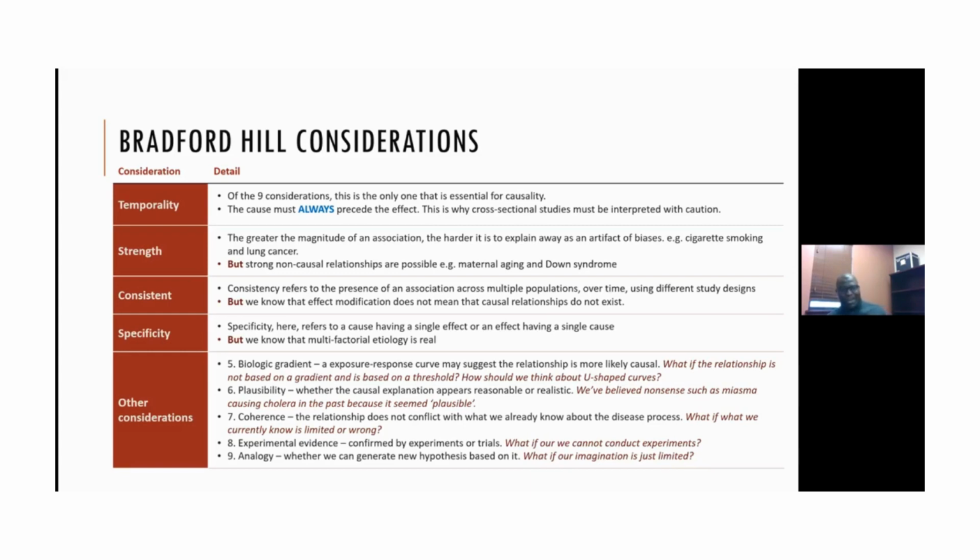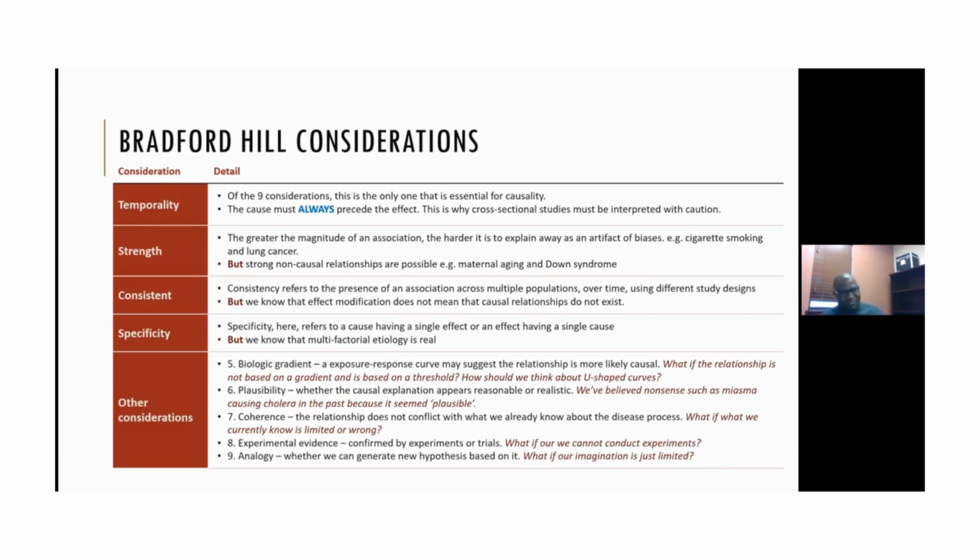Temporality is the only one. When you look at the definition I gave you earlier, for something to be a cause, it must precede the effect. That's the only one that appears to be foolproof, but I wanted us to bear all these other ones in mind because the more you see all these criteria converging, the more you can have increasing confidence that maybe the relationship you are seeing is causal, but still know that it's not foolproof.